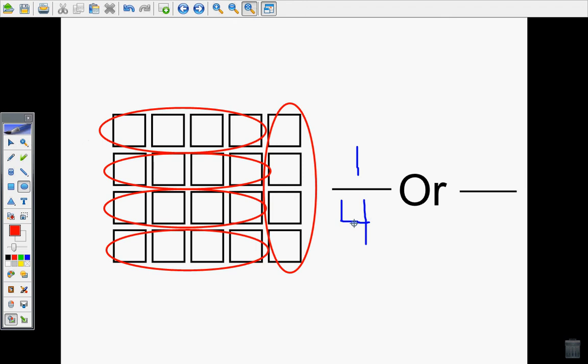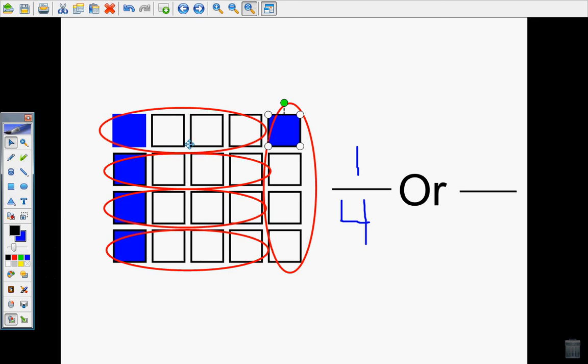Notice I don't have 4 groups right now. I'm thinking of it in a separate way. In this fraction, I've said that 4 is my total, so there's 1, 2, 3, 4 is my total, and 1 out of the 4 has to be colored in. So this one needs to be colored in. And this one needs to be colored in. And this one, and this one, and this one needs to be colored in.